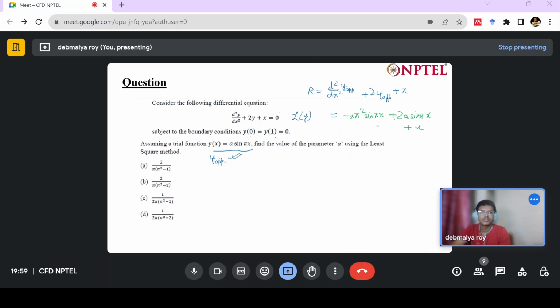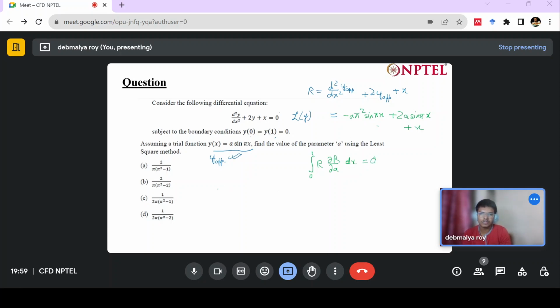Now, what is the least square method? We know the domain is 0 to 1, so there will be an integration from 0 to 1 of r, and what else? del r del a. This is my weighting function for the least square method, because we are minimizing r square. So, dx.